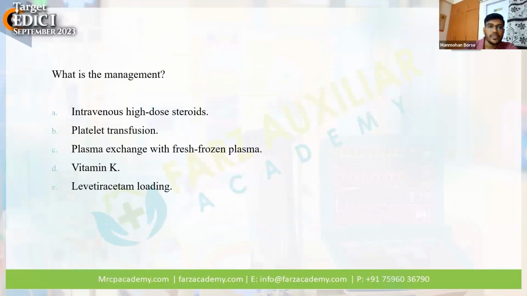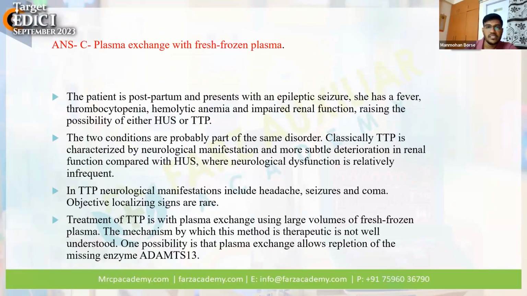Yes, correct. So this patient is a postpartum presented with epileptic seizure, so neurological involvement is taken over. Between HUS and TTP, TTP is the preferred diagnosis, and the two conditions are part of the same disorder. But classical TTP is characterized by neurological manifestations more commonly than HUS, and in HUS the renal involvement will be relatively higher. The neurological features can be headache, seizure, coma, but there will be no focalizing signs. The treatment of TTP includes plasma exchange with FFP.